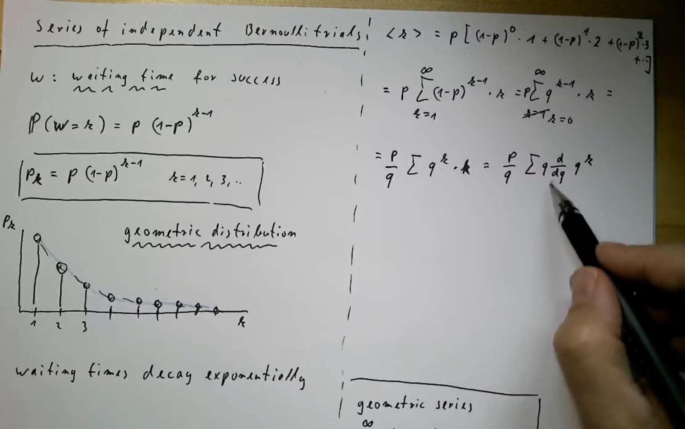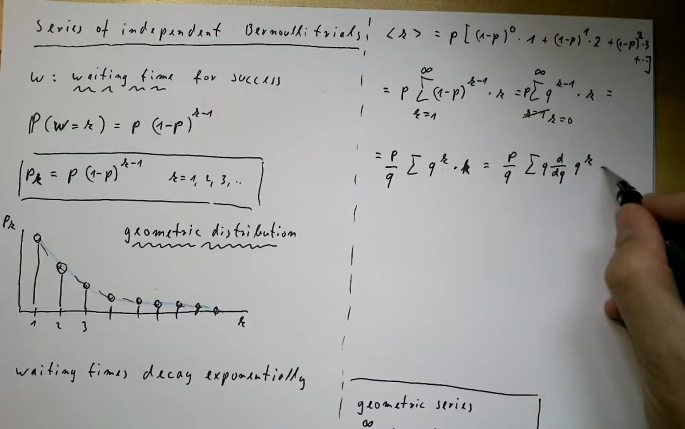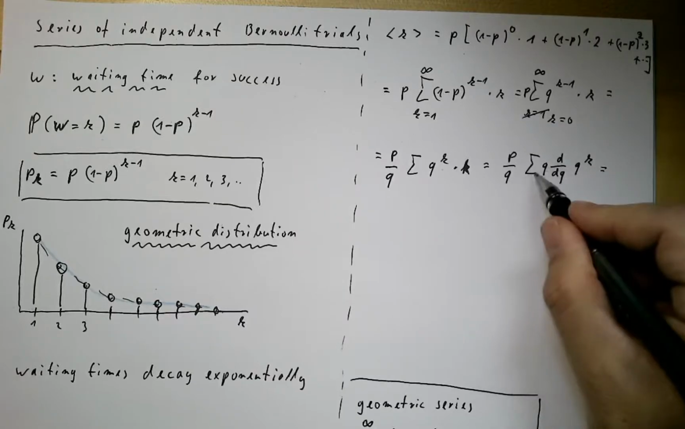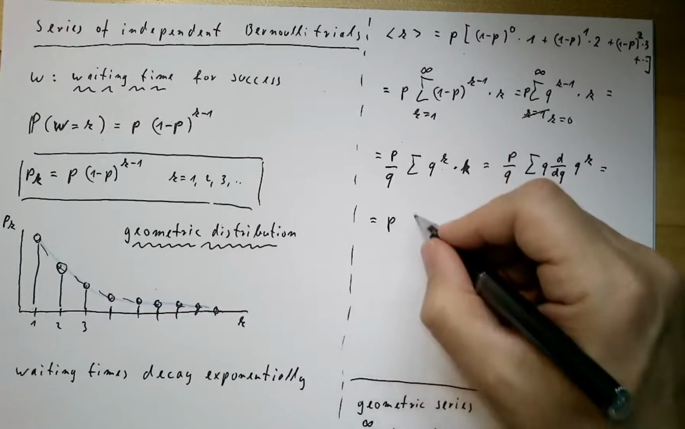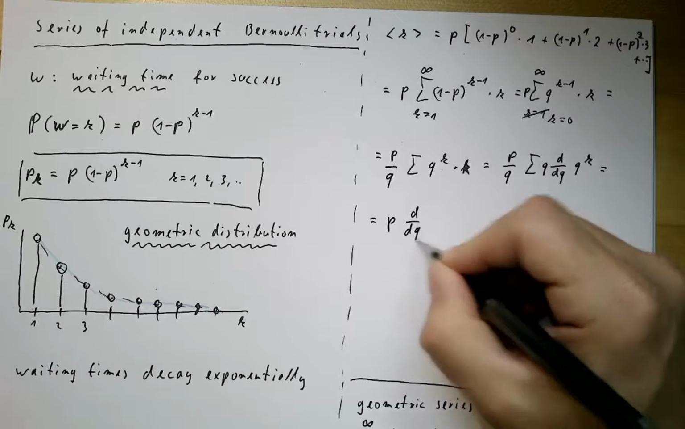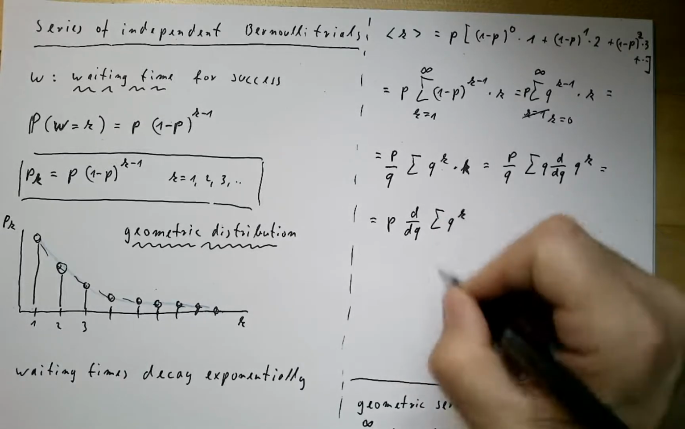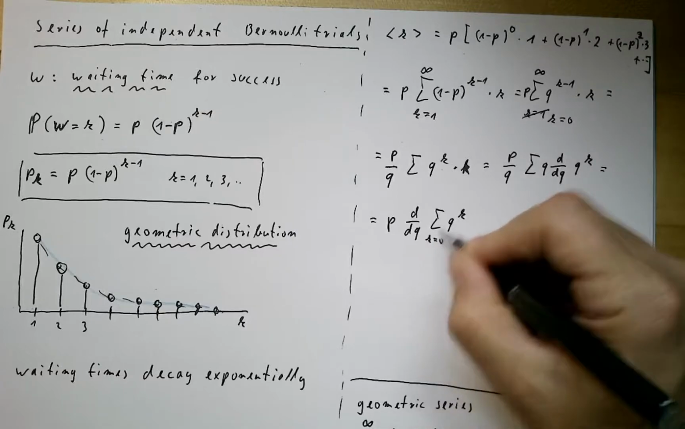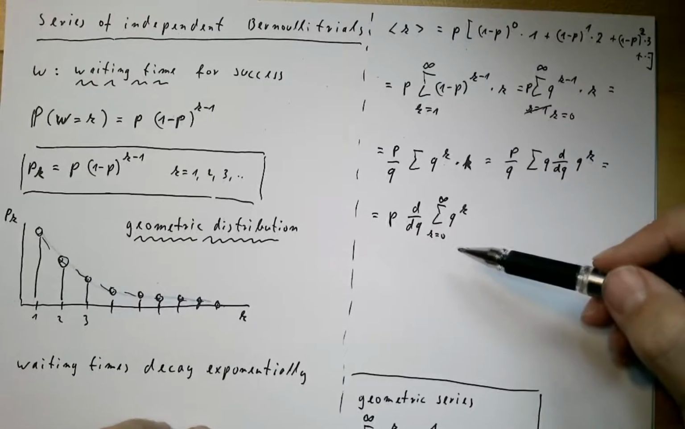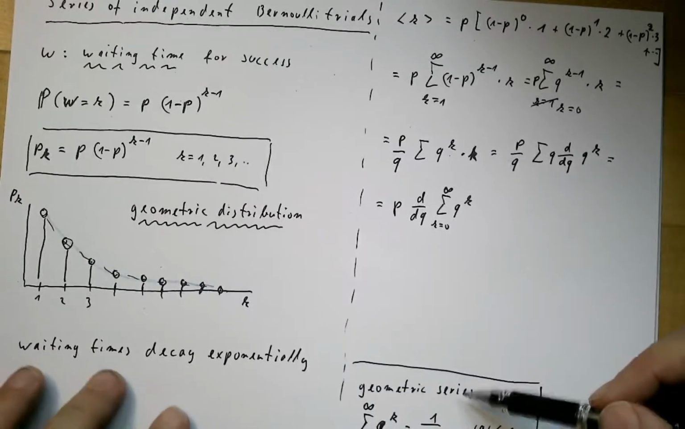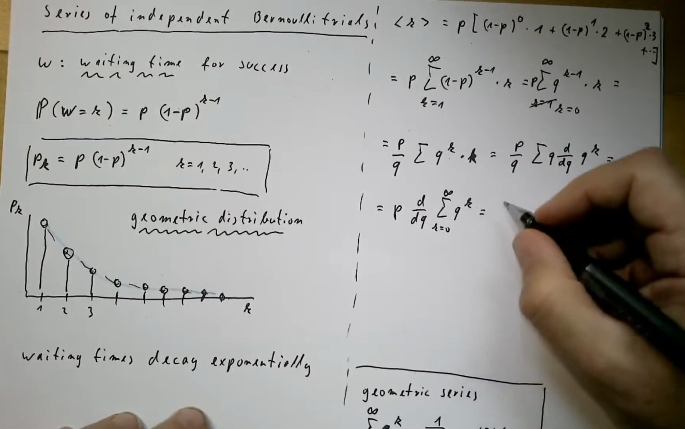Now you see these terms here do not depend on k. So this q we can cancel anyhow. So we just have p times d over dq, and then we have the sum of q to the power k, where k goes from 0 to infinity. And here suddenly we have found our geometric series. So we can plug this in.